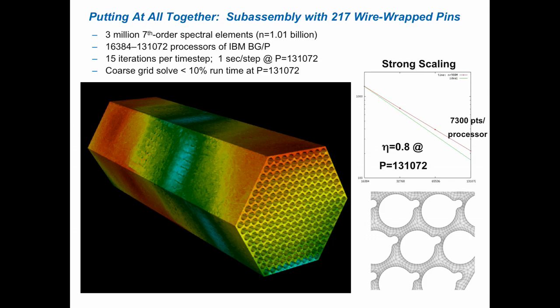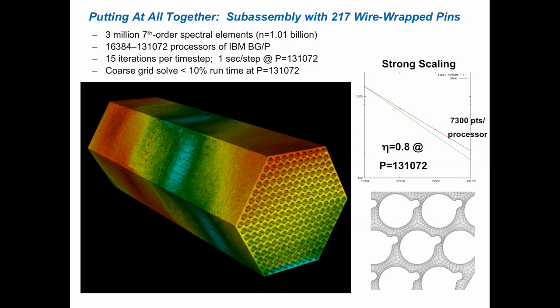We ran it on anywhere from 16,384 up to 131,000 processors on Blue Gene P. Took 15 iterations per time step. So we have a nice, robust linear solver. It's a complex domain: these 217 rods with helical wires wrapped around them, spacer wires, okay? And then the flow goes through it. The coarse grid is solved with AMG, algebraic multigrid, and takes less than 10% of the runtime on 131,000 processors. So we have that one under control.